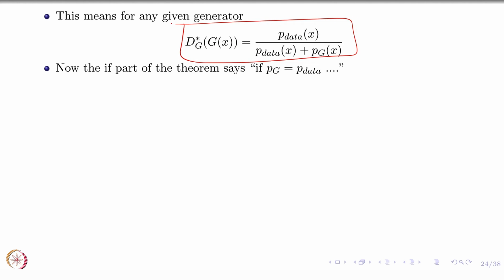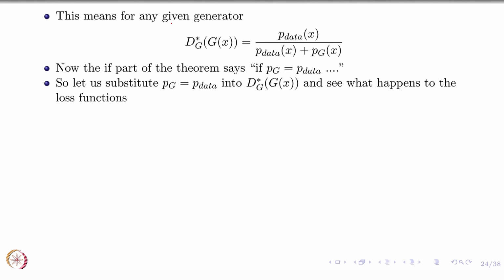But what is the condition that we had in the if part of the theorem? P data is equal to pg. So if I substitute that here, what do I get? Half, right? So that's why when you end training, your discriminator should, irrespective of whether it's a true image or a fake image, be so confused that it just assigns a score of 0.5 to both. I can't really distinguish, so I'll just say with half probability that this is real or half probability that this is fake. Okay, that makes intuitive sense.